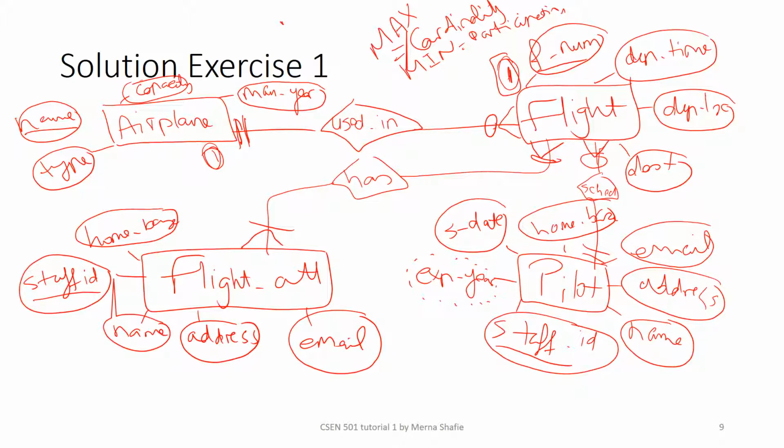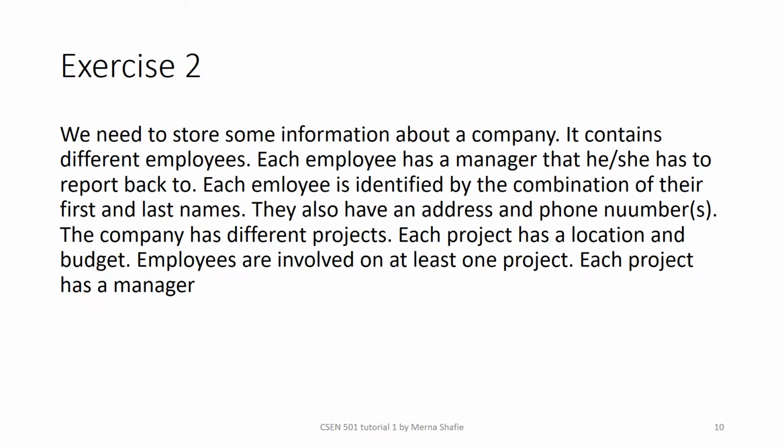This is an ERD. This is a full ERD that we have drawn now. This ends the first exercise. Now let us start reading the second exercise. We will read it as a whole and then start getting the entities, the attributes and the relationships. طيب, we need to store some information about a company.